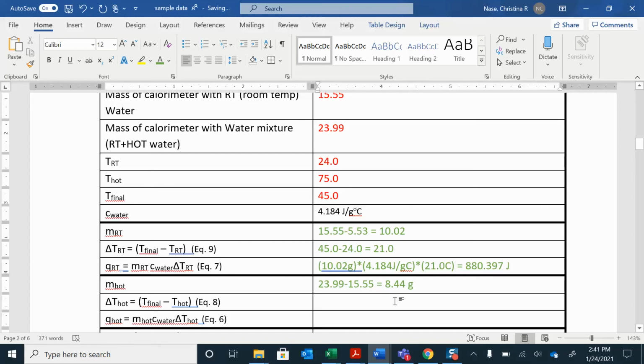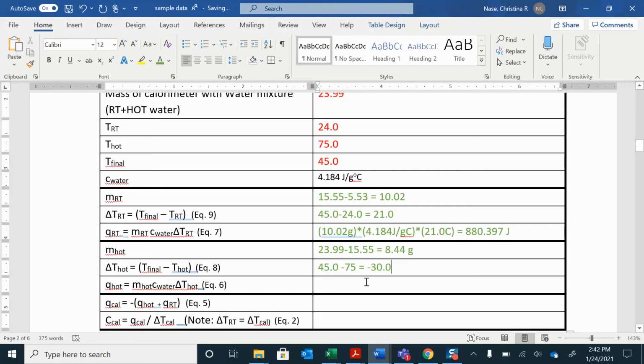Delta T, again, is final minus initial. My final temperature was the same for both of them, right? Because that's how I know when I'm done. So that's 45 minus my initial was 75. So I'm going to end up with a negative change in temperature here, which kind of makes sense because it was hot water and now it's getting colder. So that water's leaving. So that's my change in temperature.